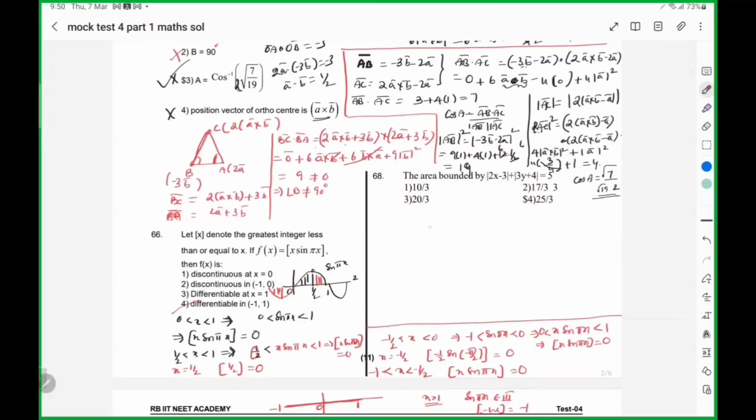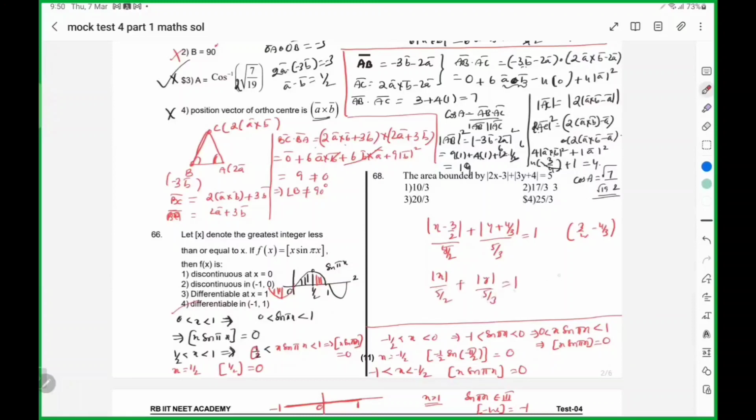Here it is area bounded by mod of x minus 3 by 2 plus mod of y plus 4 by 3 by half. Here it is by how much? 4 by 3. Sorry, here it is 5 by 3. Which is 1. So shifting the origin to this point, 3 by 2 comma minus 4 by 3. There is no change in area.